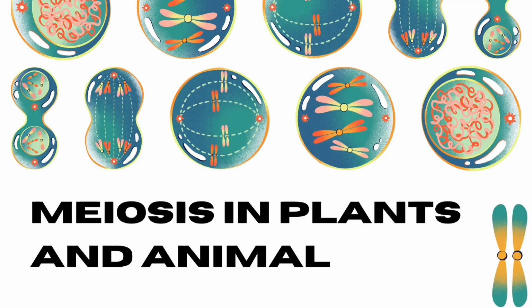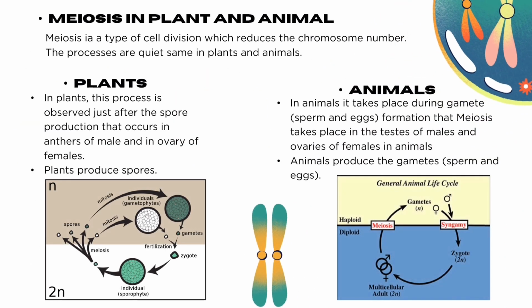I will continue with the next topic, which is meiosis in plant and animal. Meiosis is a type of cell division which reduces the chromosome number. The process is quite the same in plant and animal.